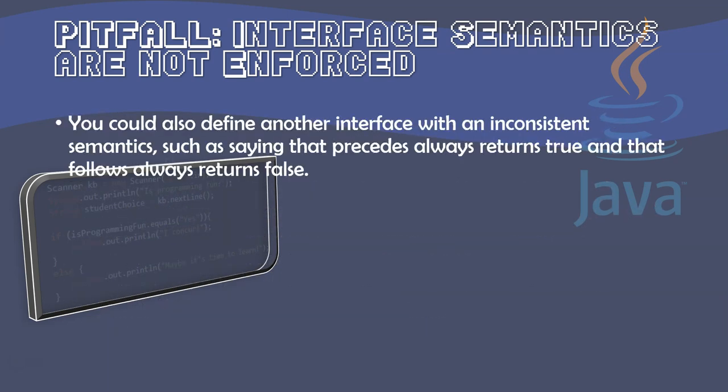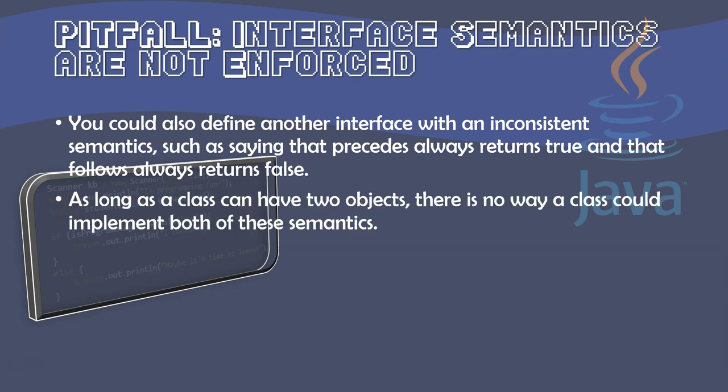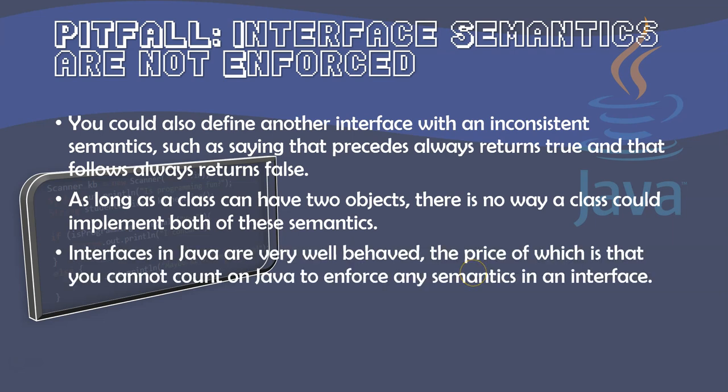You could define another interface with an inconsistent semantics, such as saying that precedes always returns true and that follows always returns false. As long as a class can implement both interfaces, there's no way a class could implement both of these semantics. Interfaces in Java are therefore very well behaved, and the price of that behavior is that you cannot count on Java to enforce the semantics within an interface.